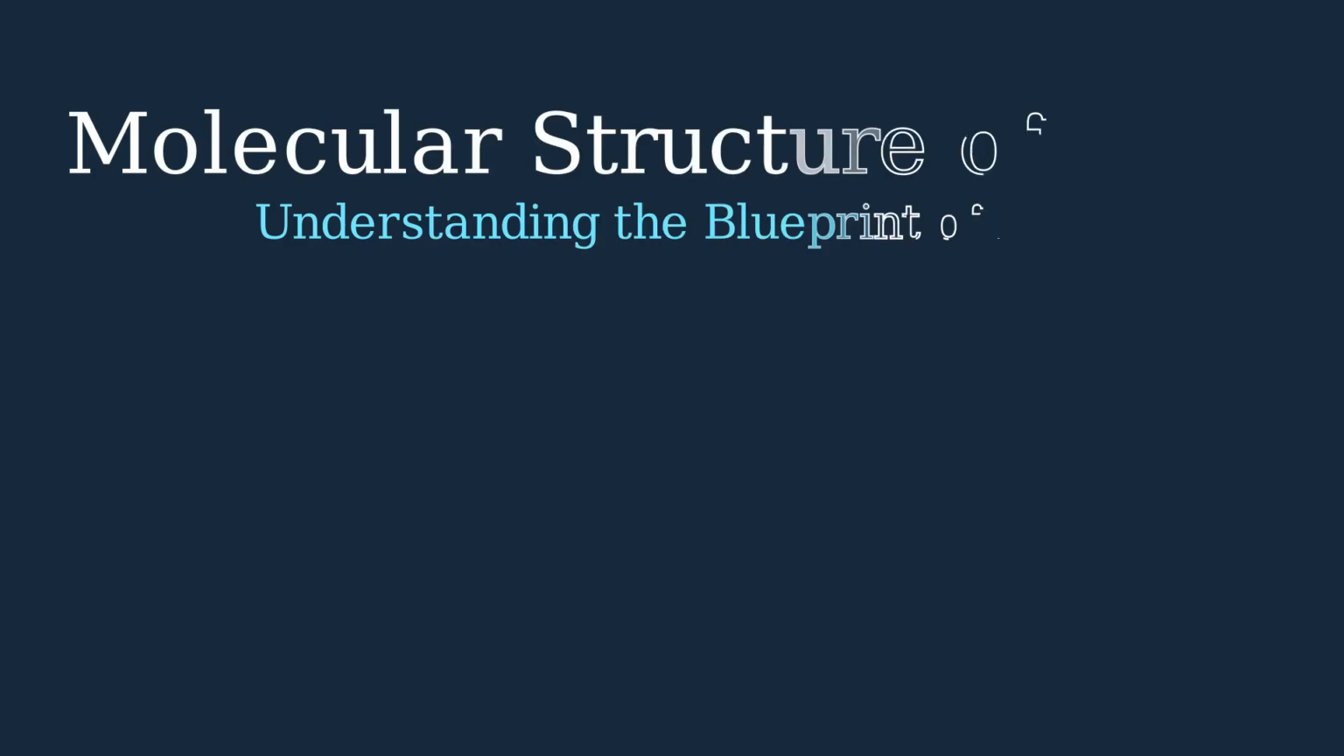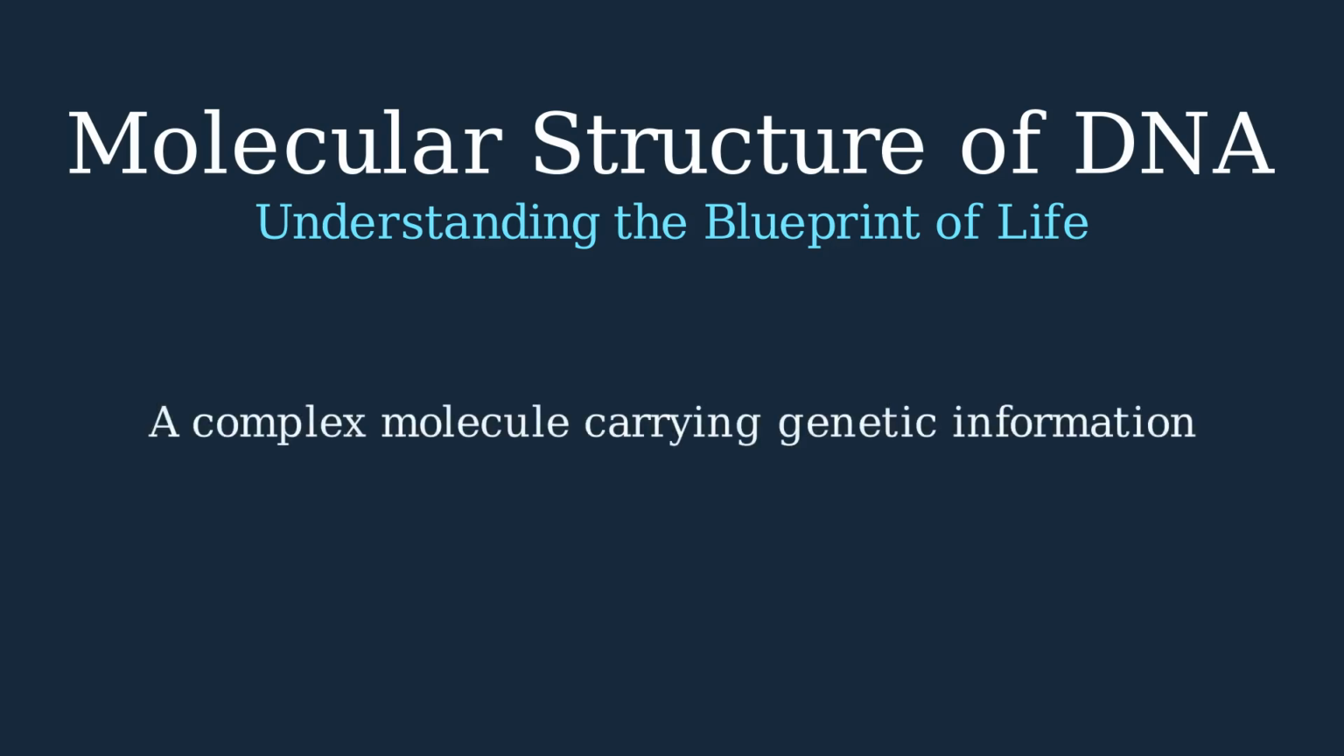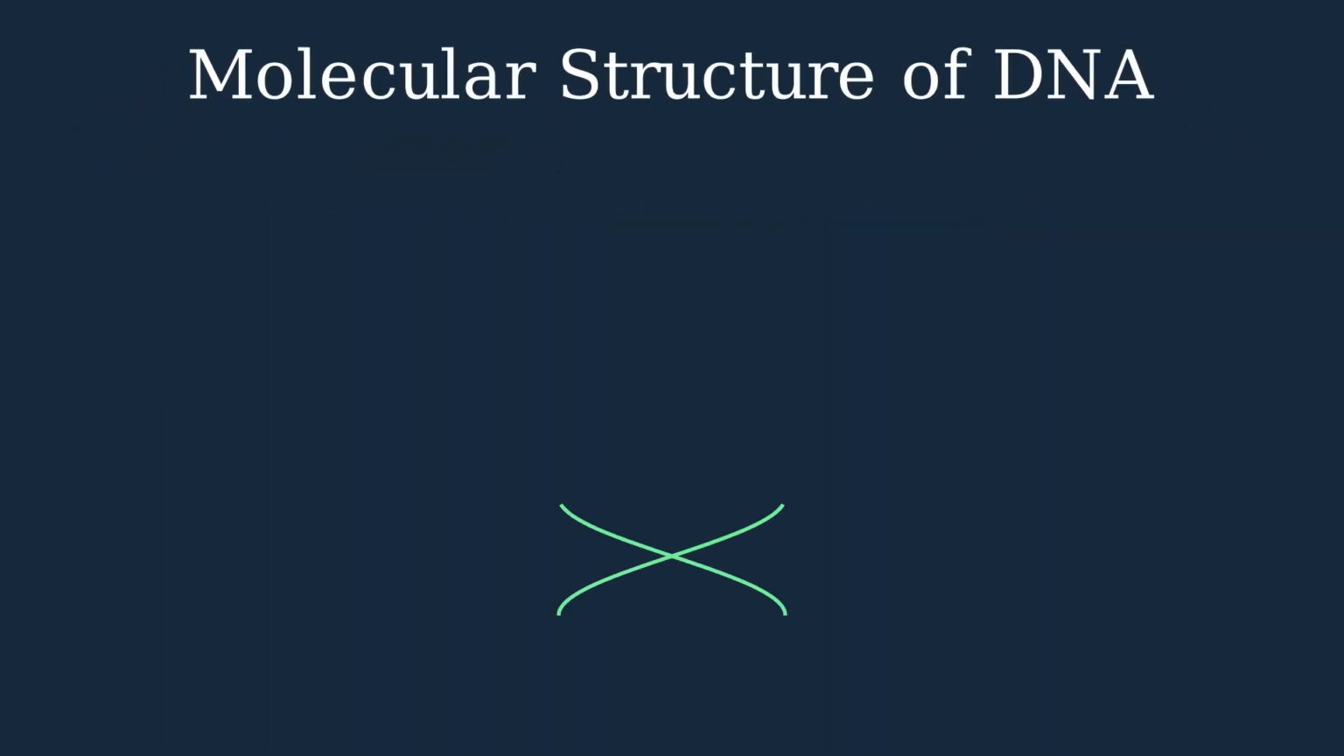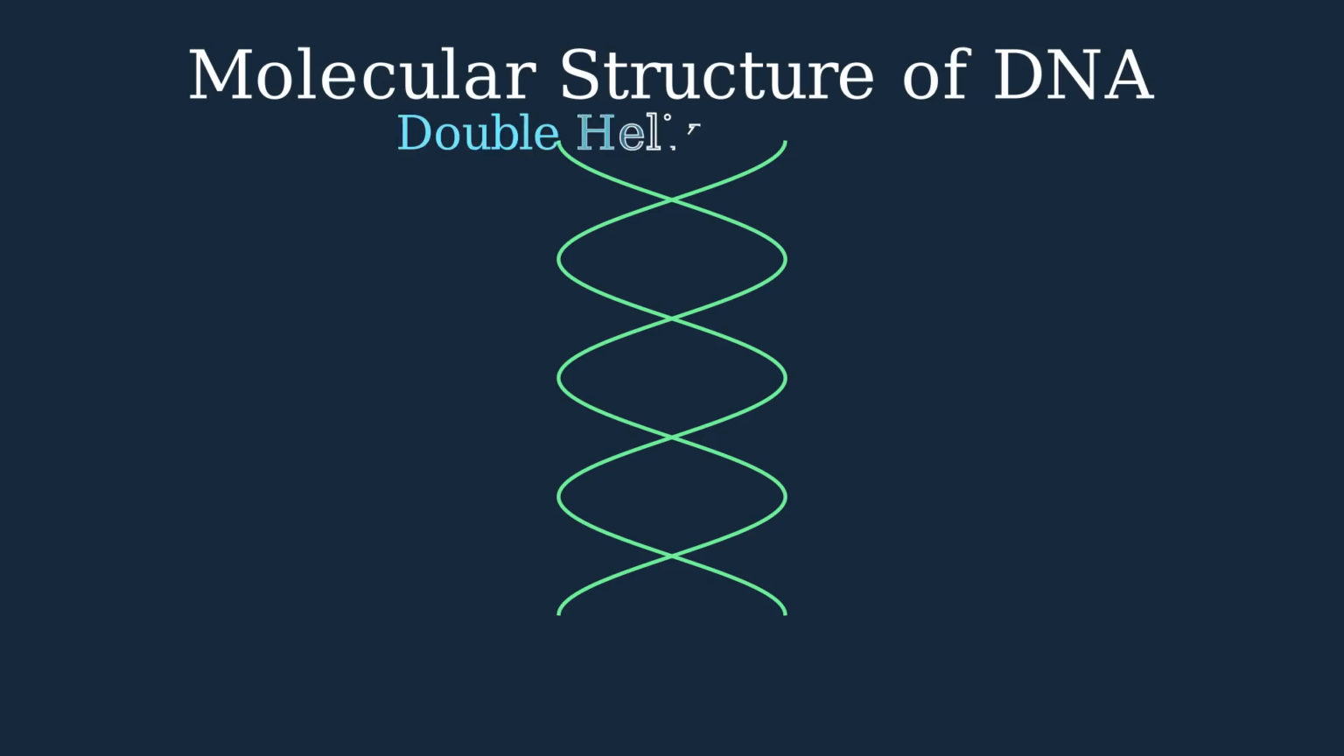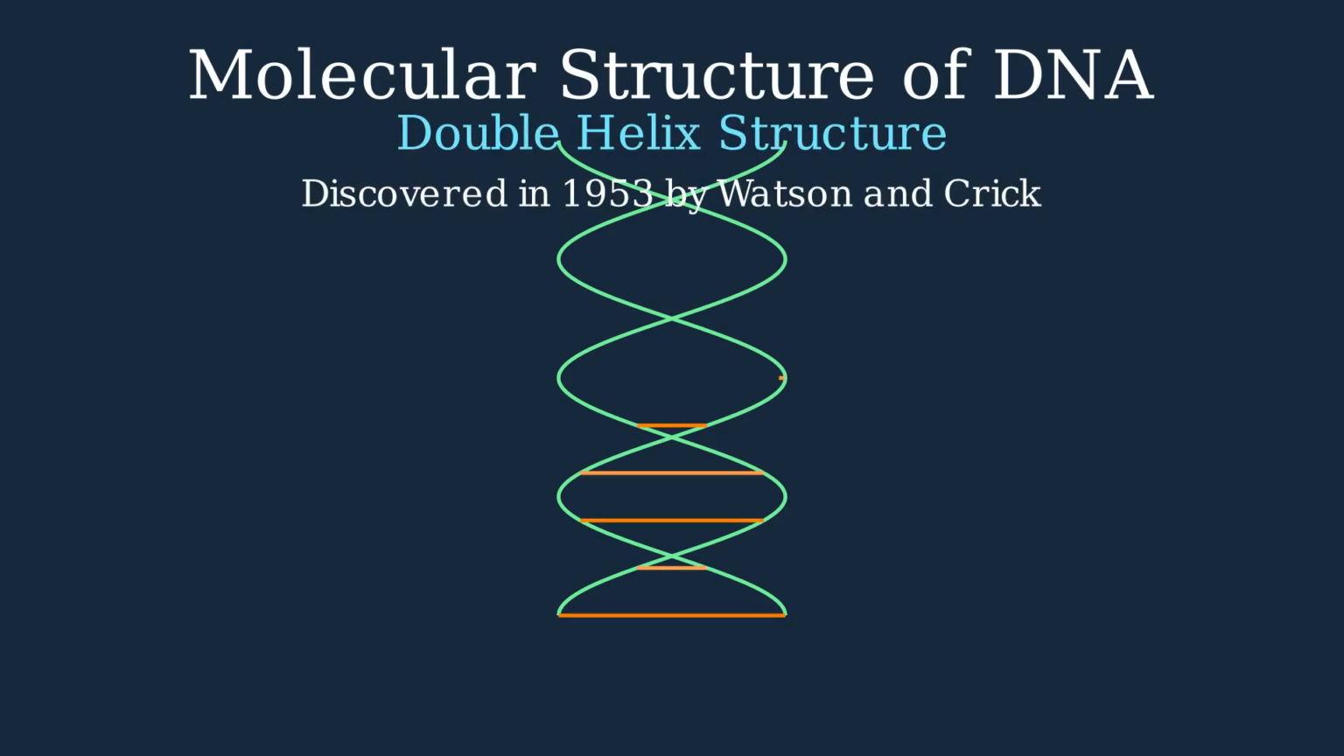DNA, or deoxyribonucleic acid, is a complex molecule that carries the genetic information of living organisms. The structure of DNA is known as a double helix, which was discovered by James Watson and Francis Crick in 1953. The DNA structure consists of two long strands that wind around a common axis, forming a double helix.